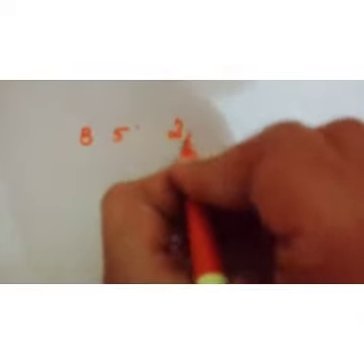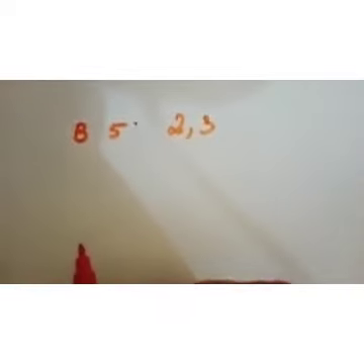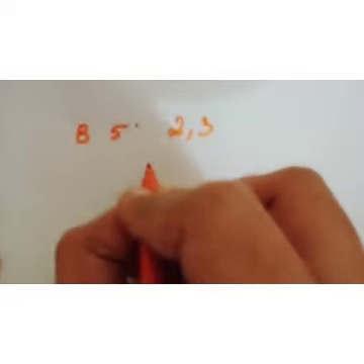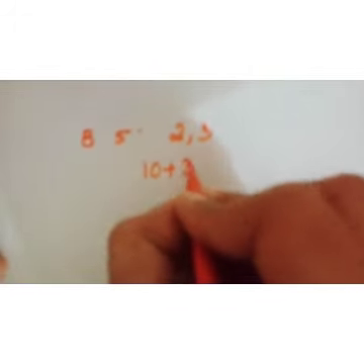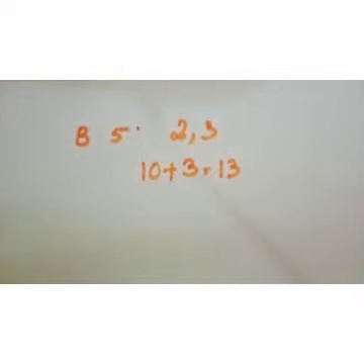Electronic configuration of boron: atomic number 5, so the electronic configuration is 2, 3. Here the number of valence electrons is 3. And the group number of boron is 10 plus valence electrons, that is 10 plus 3, that is 13. So boron belongs to group 13.